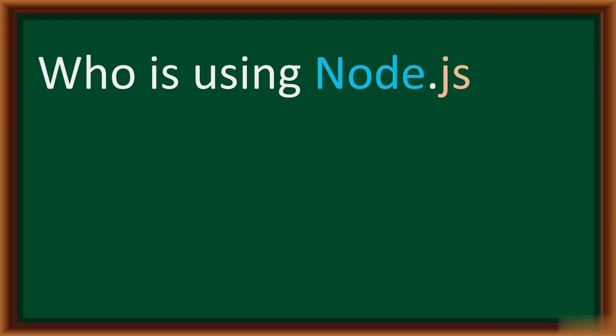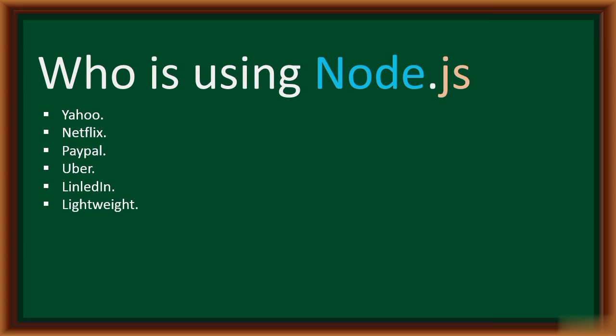Who is using Node.js? There are lots of companies currently using Node.js. Some of the key ones are Yahoo, and then you've got Netflix, PayPal, Uber, LinkedIn. We've got eBay as well using Node.js, and then we've got Google, Trello, GitHub, and we've also got Walmart. So these companies all use Node.js in some aspects of their software.